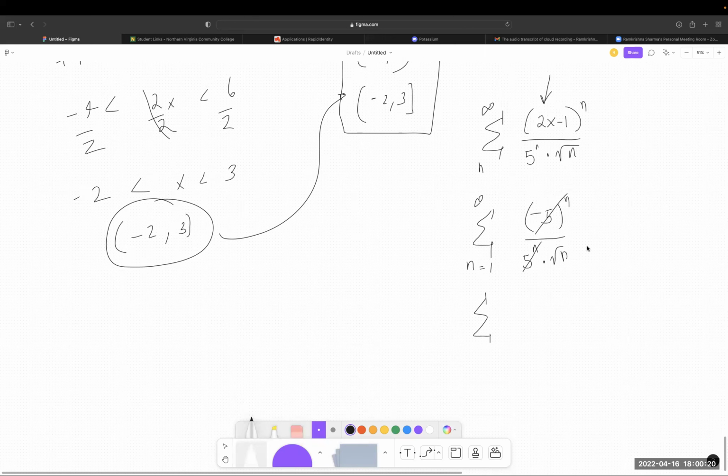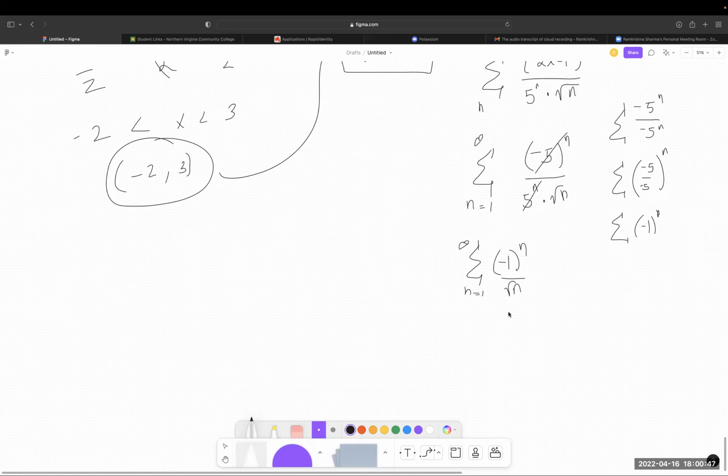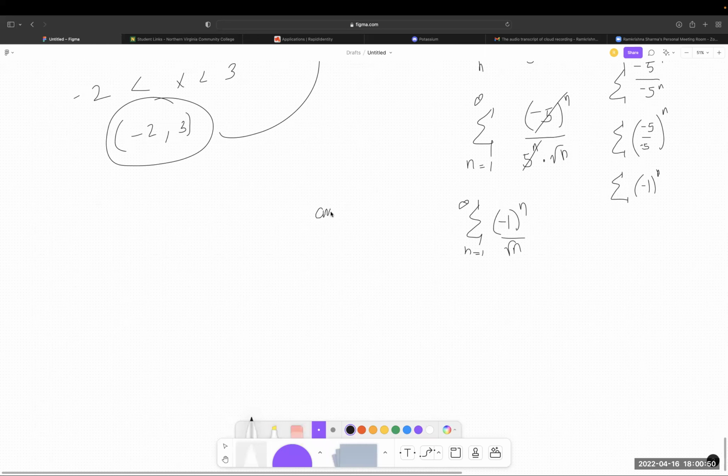If you're confused about this, it's basically like this. I have -5 to the n over 5 to the n. I can basically make this like (-5 over 5) to the n, and that's just (-1) to the n. So that means that inside here is actually (-1) to the n over the square root of n. Alternating series problem time: a of n plus 1 should be less than a of n, and the limit as n approaches infinity of a of n should equal 0.